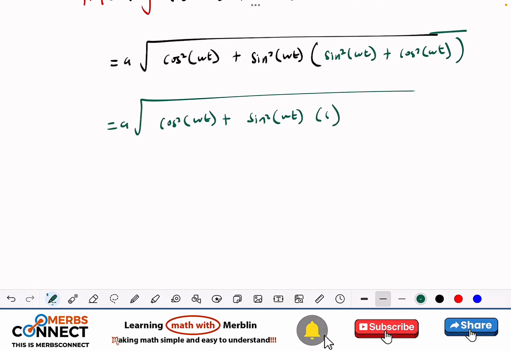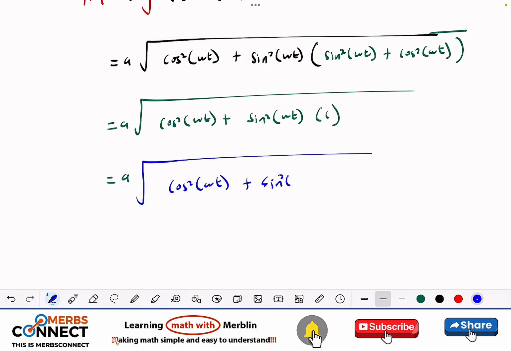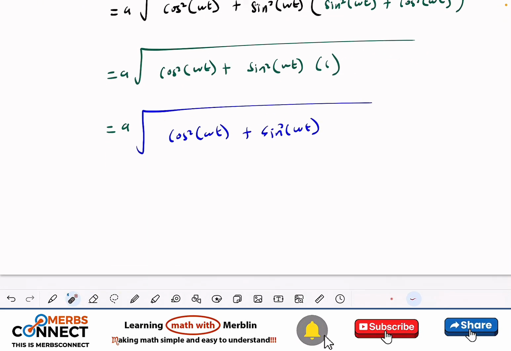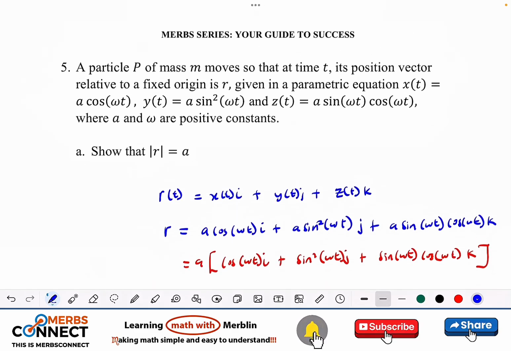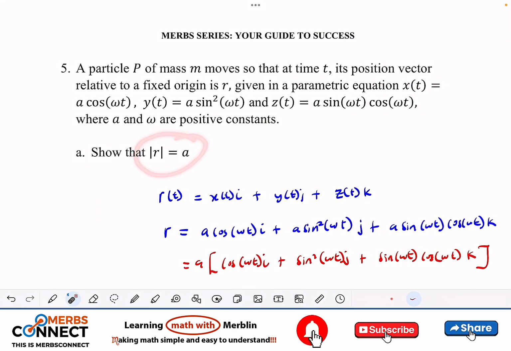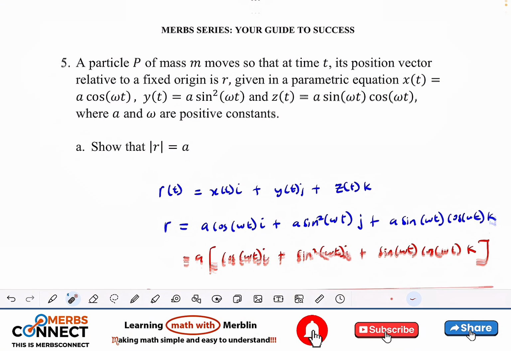Now, what are we going to get here? This is the square root of cos squared omega t plus sine squared omega t. Again, we can see that this is going to give us 1. So this is the square root of 1, and the square root of 1 is 1, and this is going to give us a. So indeed, when you find the magnitude of r, we are going to get a. A is not acceleration, it's the constant which we are referring to here.